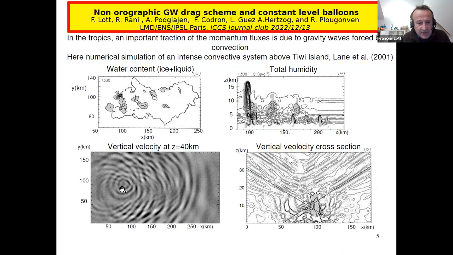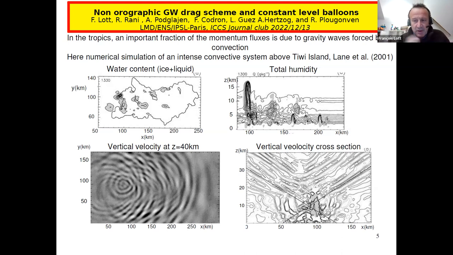Here is the humidity, and you see the system of gravity waves developing at 40 kilometers. It's a 40 kilometer section, and here is a vertical cross section of the vertical velocity. What you see is how the phase line tilts with altitude, and this is for positive phase speed waves, and these are the negative phase speed waves. So the two waves that we need for the quasi-biennial oscillation are in part due to convection.